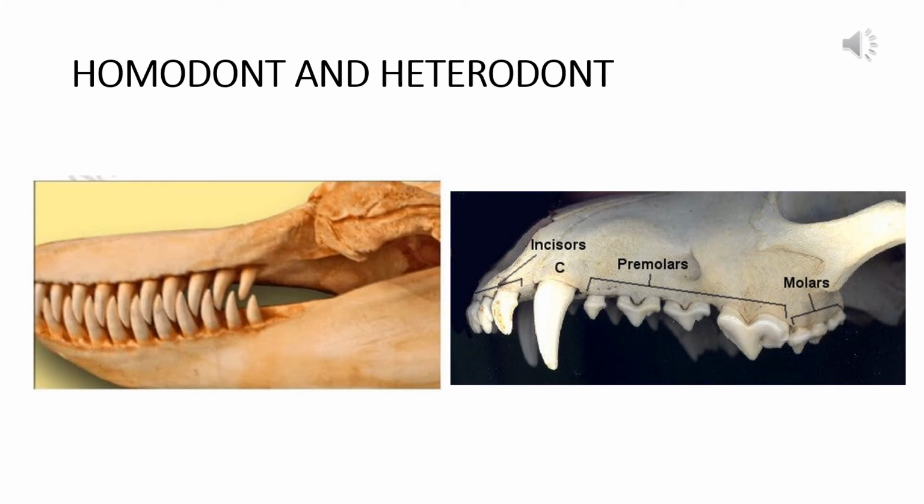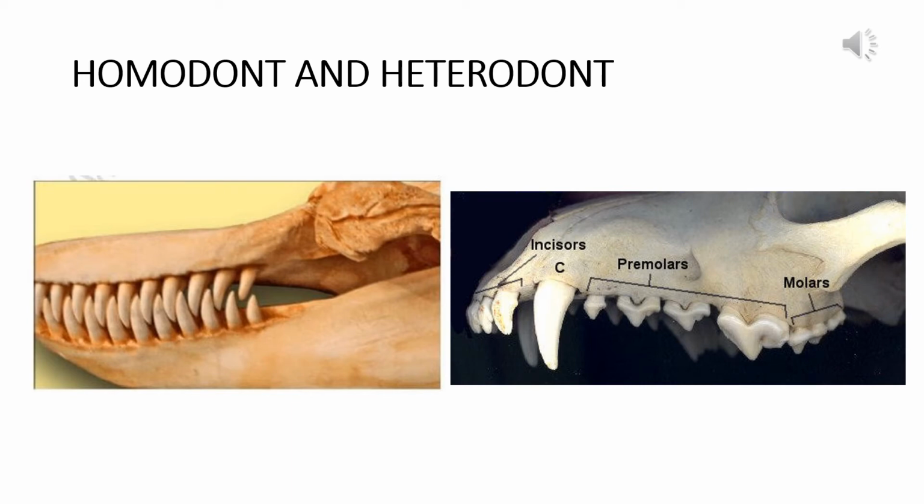The type of teeth present is actually called dentition, and dentition can be of two types. In one type, it is called the homodont dentition. In homodont dentition, all the teeth that are present are equal and similar in appearance and similar in function.